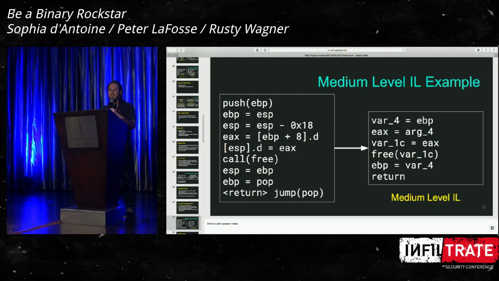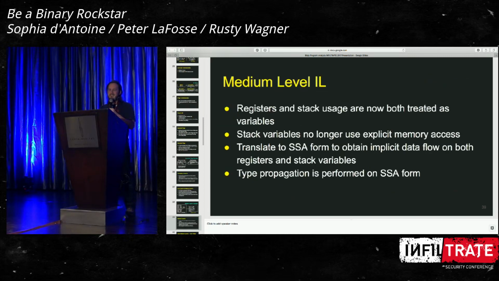So here's an example of our medium level IL. On the left is low level IL, and on the right is medium level IL. As you can see, the medium level IL is simpler and easier to read. Everything's a variable. It doesn't matter if it was a stack variable or a register. It's all just based on variables. You can resolve calls into something that's more readable. It's very, very easy to read at this point. And since registers and stack are both treated as variables now, you can track data flow between them. So no longer do you have to really care about that stack model anymore. You just deal with variables now.